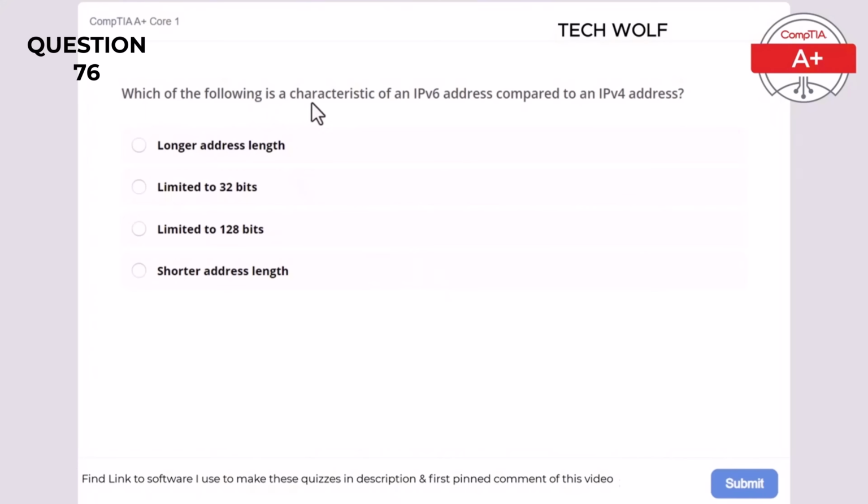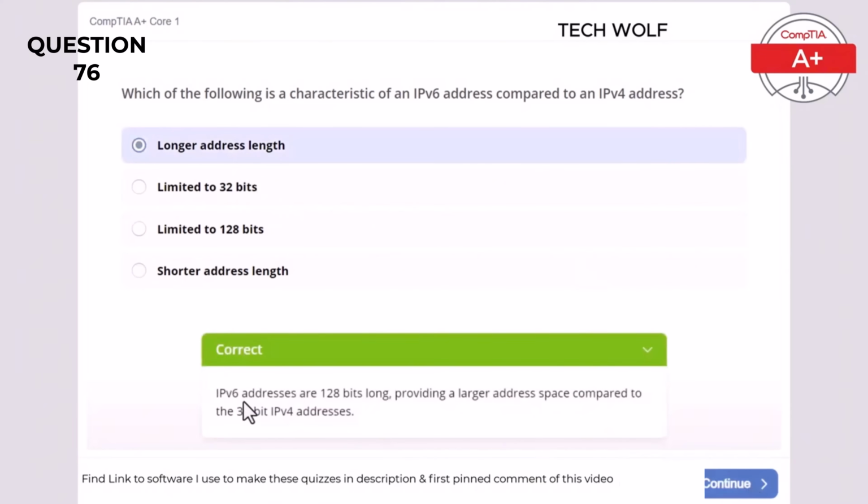Which of the following is a characteristic of an IPv6 address compared to an IPv4 address? Longer address lengths, limited to 32 bits, limited to 128 bits, or shorter address lengths. And here the correct answer is longer address lengths. IPv6 addresses are 128 bits long, providing a larger address space compared to the 32-bit IPv4 addresses.